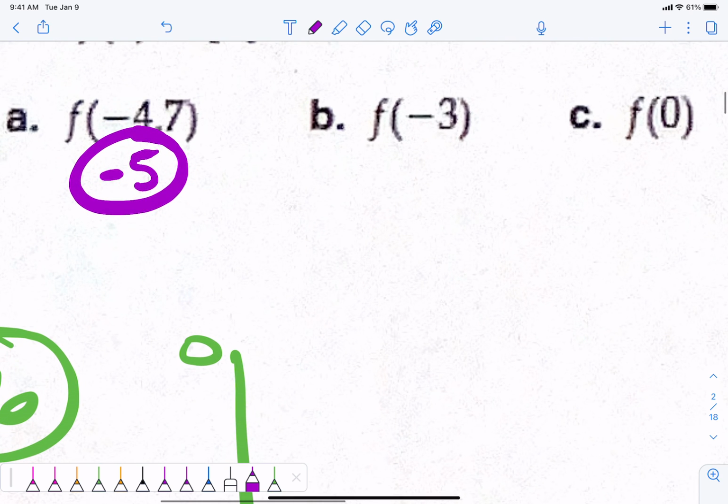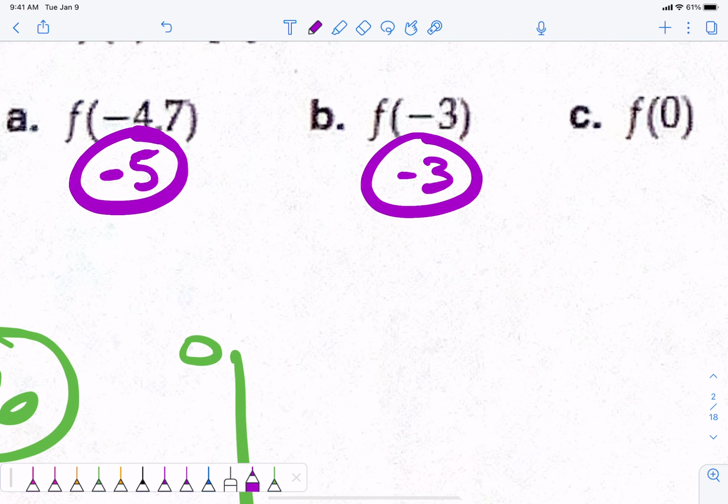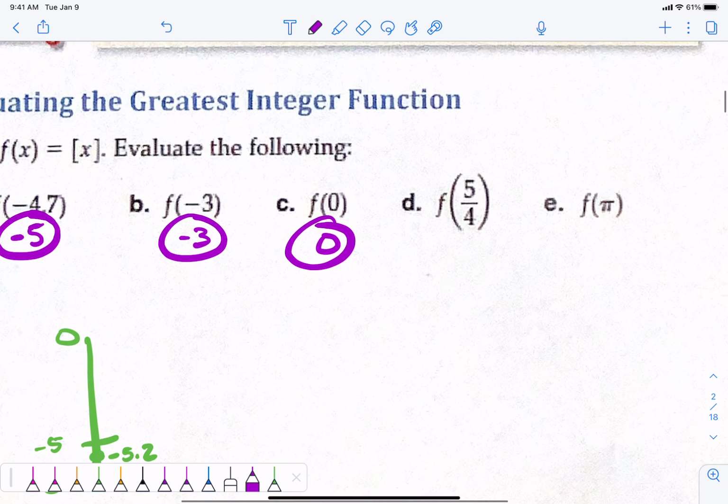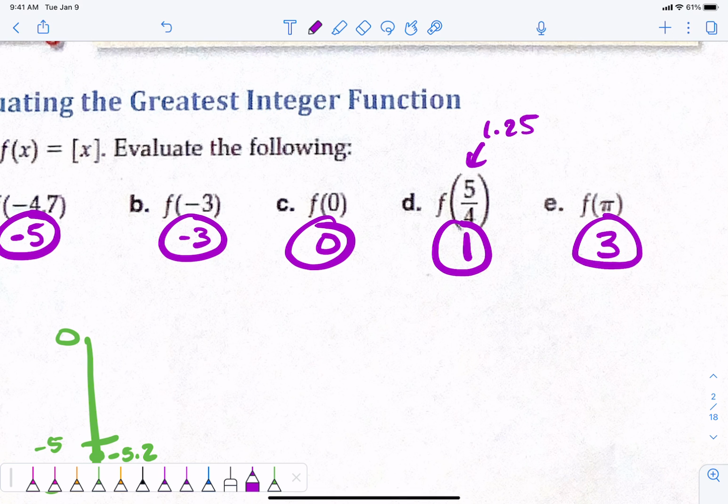What's the greatest integer of negative 3? Negative 3. What's the greatest integer of 0? 0. What's the greatest integer of 5 fourths? 1, because 5 fourths is 1.25. What's the greatest integer of pi? 3. Yeah, you're always rounding down.